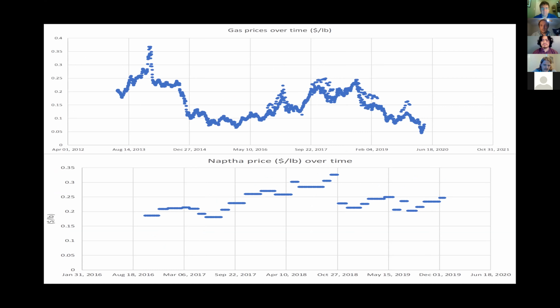So we're getting into some of our individual commodity pricing. As you can see, we have gas prices over time and naphtha. The reason that the naphtha looks a little bit different is because for every other component, we were able to find data on EIA.gov, and they have a feature where you can download it into Excel and you have weekly data points. With the naphtha, we weren't able to find that.